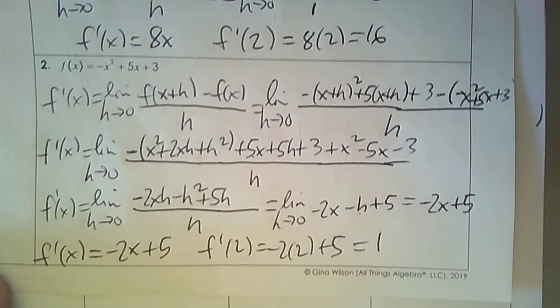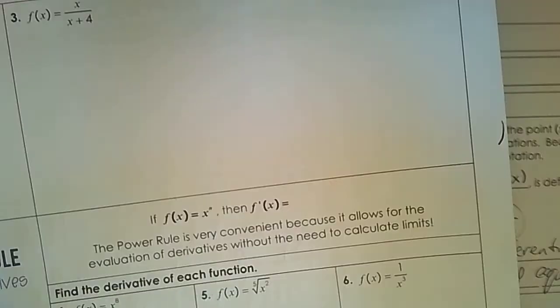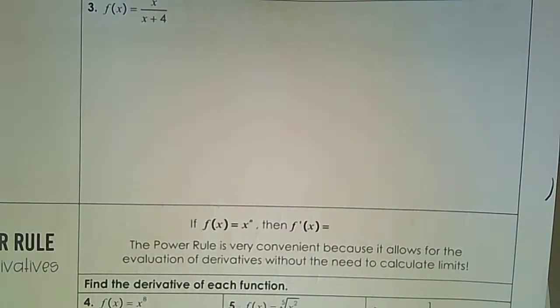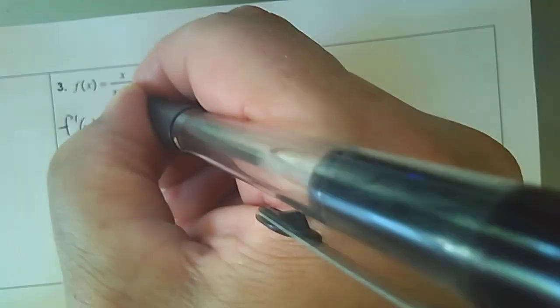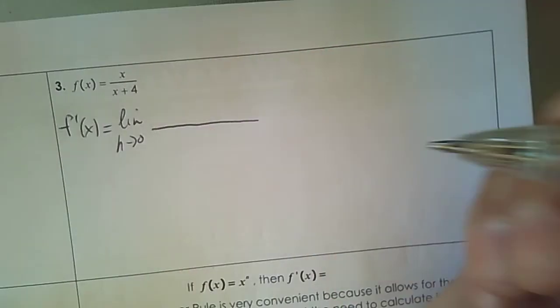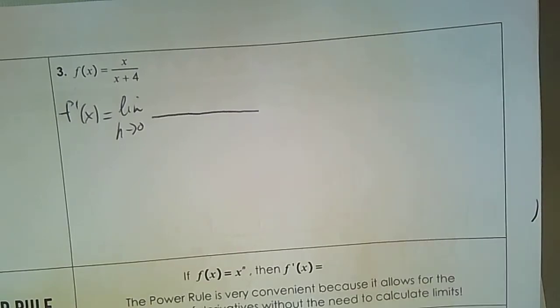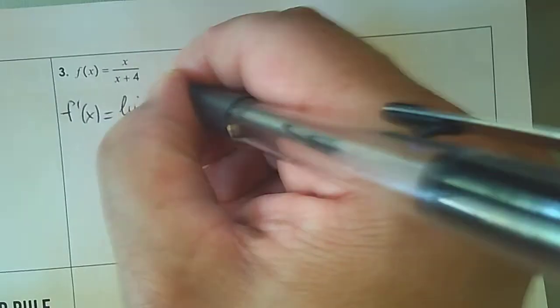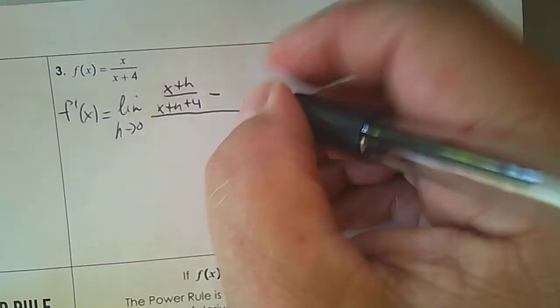So again, our goal here is to find the derivative. So to find the derivative, it's the limit as h approaches 0. Now, I'm going to do this immediately to make it just a little bit shorter. I'm going to plug in x plus h wherever there's x. And then I'm just going to subtract the function. So I just did the first step. Took out the x, put in x plus h, take out the x, put in x plus h, and then subtract the function all over h.